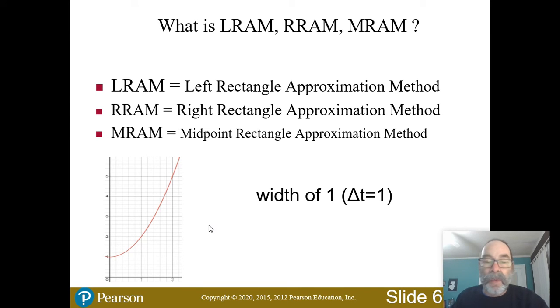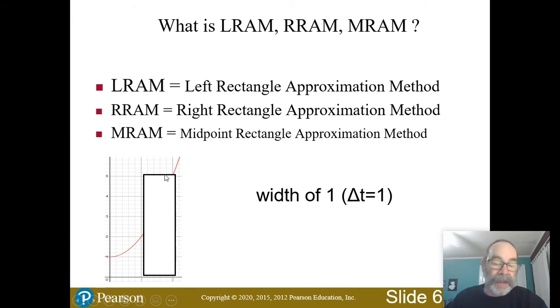So what if we had a width of 1, or delta t equals 1? Well, if we had a LRAM or a left-hand sum, our left-hand side would hit the curve right there, and then we'd go over. So the LRAM hits it on the left side. If we change to a right rectangular one, then the right corner hits it. Now, this is obviously going to be an overestimation because we are above it on this part right here, but your right-hand corner hits it, and that's what we call a right rectangular one.